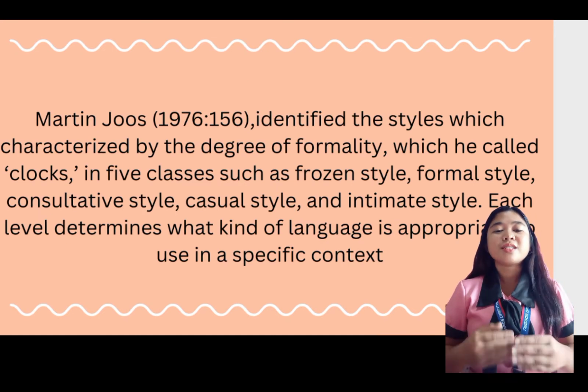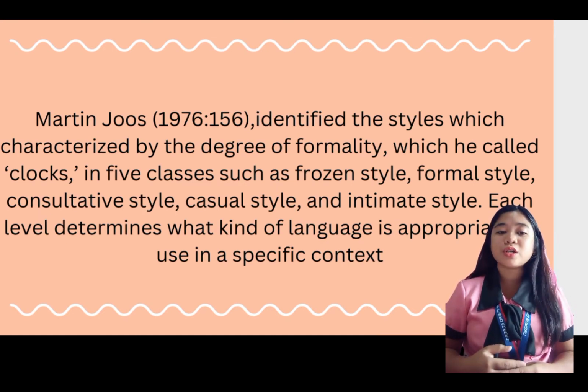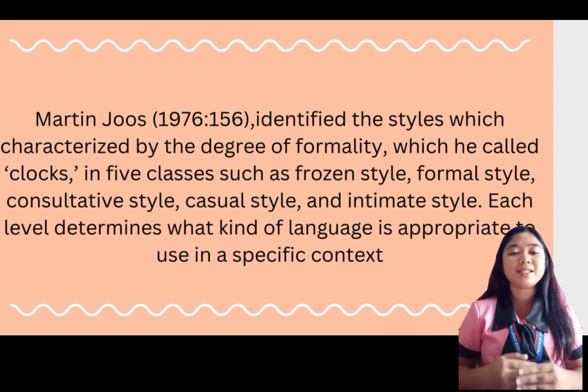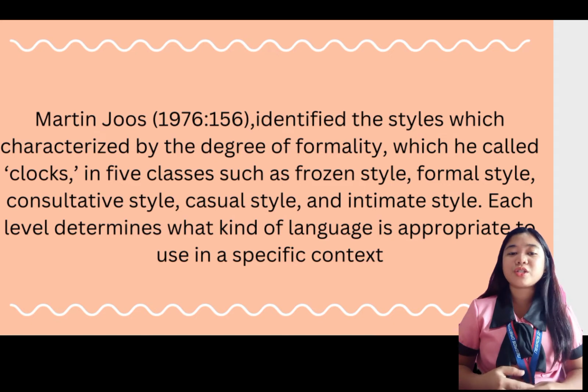According to Martin Joos, speech style means the form of language that the speaker uses, which is characterized by the degree of formality. He identified the styles, which he called clocks, in five classes: frozen style, formal style, consultative style, casual style, and the intimate style. These five clocks are levels of formality in language use, which are determined by the situational context and the degree of familiarity or intimacy between the interlocutors. Each level determines what kind of language is appropriate to use in a specific context.